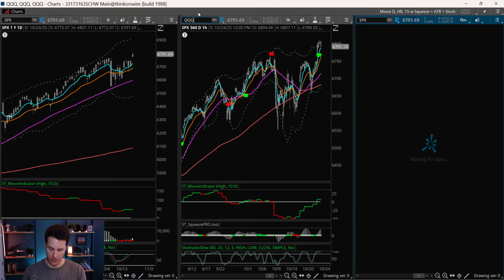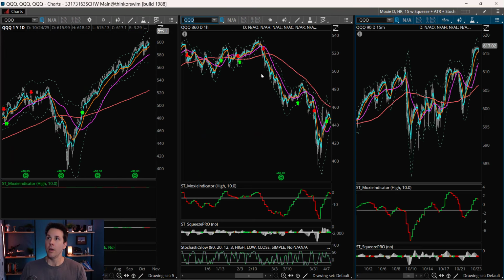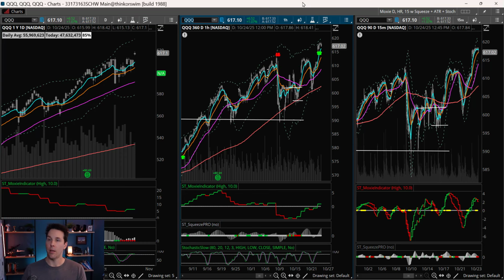Okay, then we can look at the QQQ. Basically the same story. We had our major pullback here. We had another pullback here on Wednesday, I think. You can see some divergence here, and then market's just all-time high. So NASDAQ and SPX are kind of trading the same.